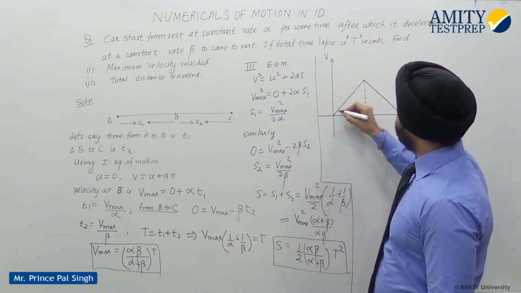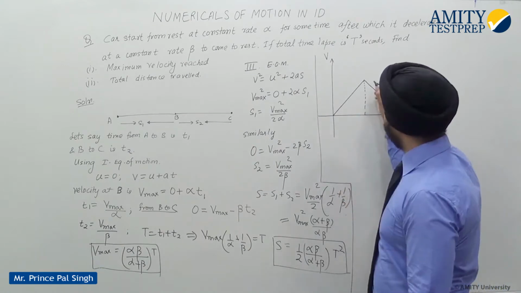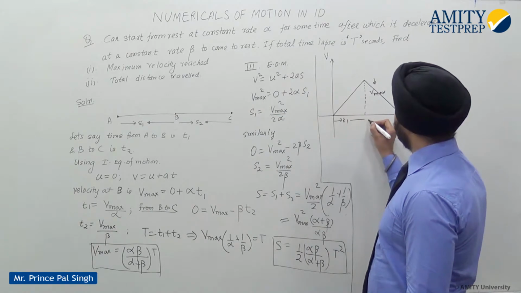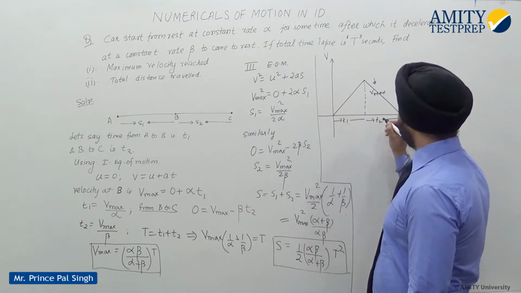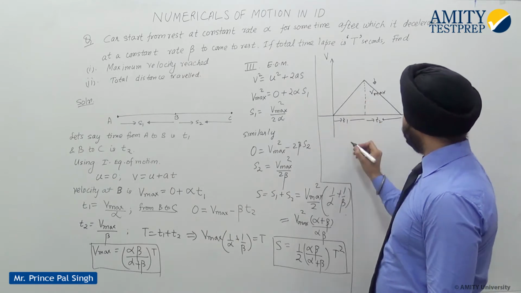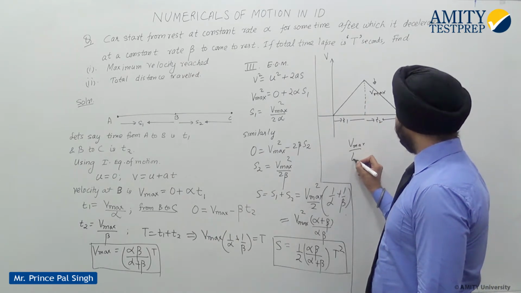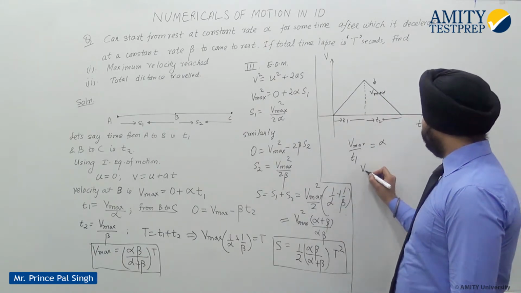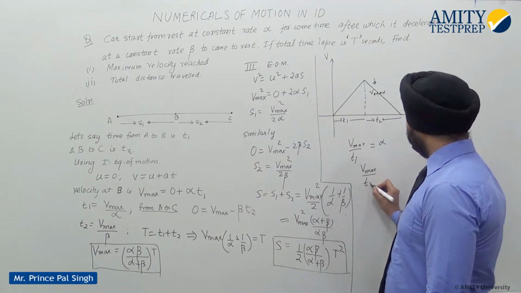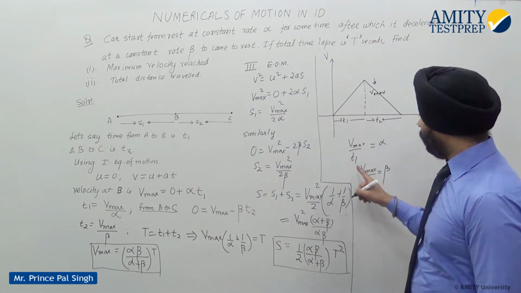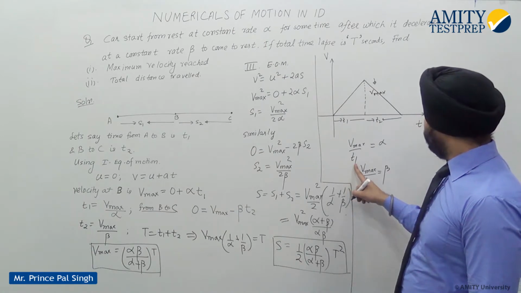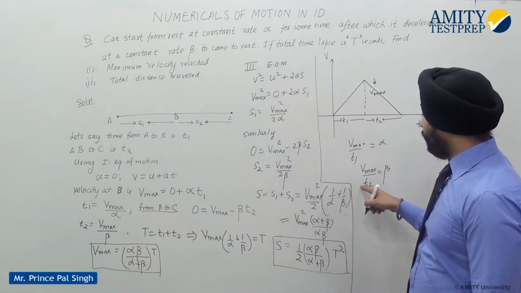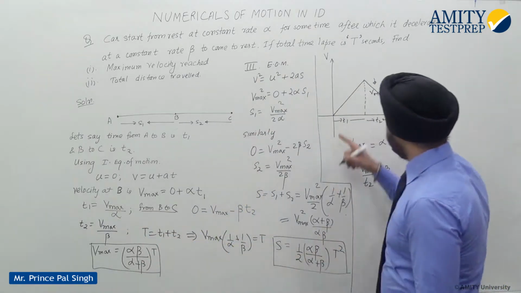The slope of the Vt graph gives us acceleration and this is Vmax. This is T1 and this is T2. So the slope is Vmax upon T1 equal to alpha. In the same way, Vmax upon T2 equal to beta. From here you see that T1 is Vmax upon alpha and T2 is Vmax upon beta, just like here. Adding T1 and T2, we will get again this relation from the graph.